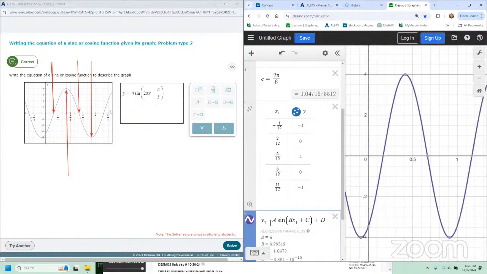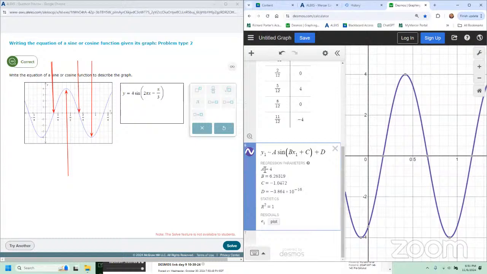There we go. All right, see that now that created a purple line, and it tells you what the values are. A is 4, B is this number, C is that number, D, it looks like 0. Okay, that 10 to the -16th is 0. So how do I know what to type in? A equals 4 is correct.